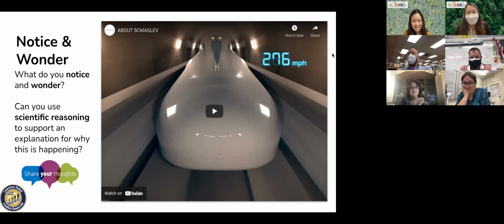Super fast. The speed is changing rapidly. Oh, so Ms. Carrillo noticed the path in addition to the train. Yeah, the track or the path is something to notice as well.